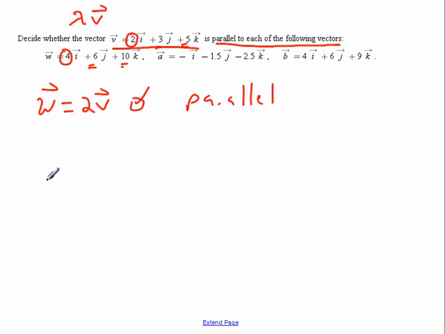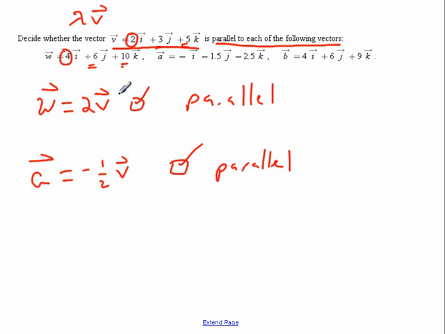So if we look at a, from 2 to negative 1, it looks like we're multiplying v by negative 1/2. Let's see if that's true. So 3 times negative 1/2 gets us negative 1.5, and 5 times negative 1/2 gets me negative 2.5. So those are true statements, so it's parallel.